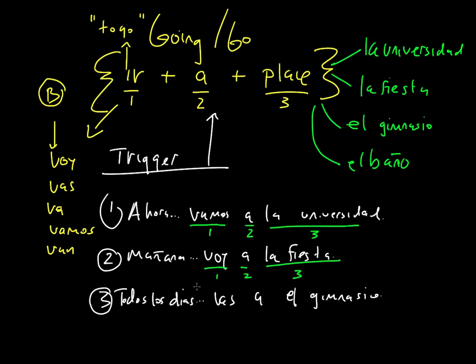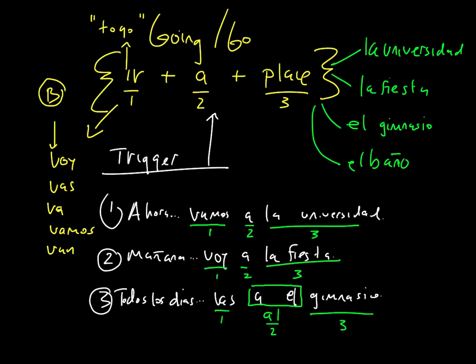And finally, number 3, todos los días vas al... Oh, we have to point out something here. Whenever we have a and el in Spanish, this creates one of our contractions. And it is going to become al. So let's check to see if this sentence has all three elements. We have 1, 2, and then here's our place.